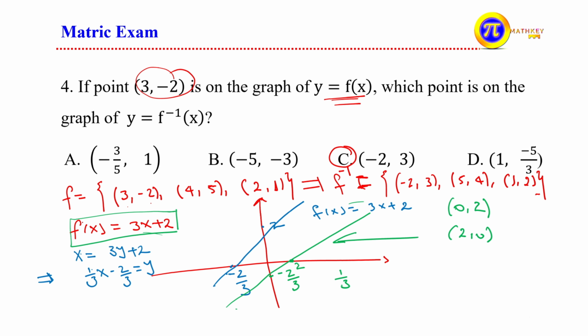This is 1 over 3 x minus 2 over 3 is equal to y. Check this one. If this is the inverse of our function, this is f inverse at x. You see? So if (0, 2) is on the graph of the given function, take this one: 3 times 0, that is 0, plus 2, that is 2. Here we have the point here.